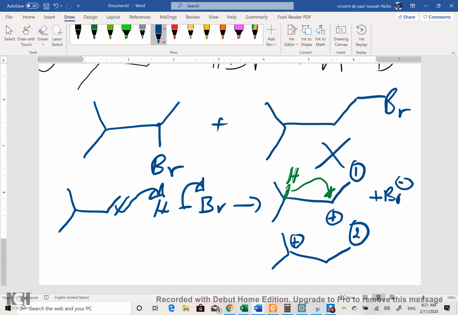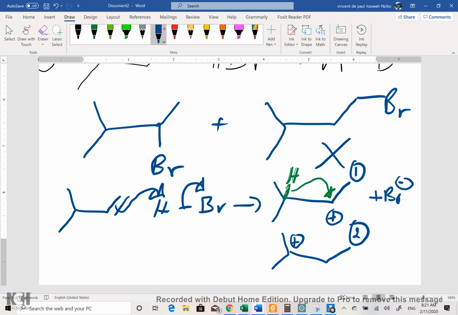If you look at carbocation 1, it is adjacent to a tertiary center. That's what I first said. Because it's adjacent to a tertiary center, there is a migration. The hydrogen goes and takes the place of the positive charge, and the positive charge takes the place of the hydrogen. Then that creates carbocation 2, which is a tertiary carbocation. So the migration is because we want to form a more stable carbocation.